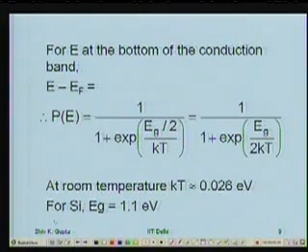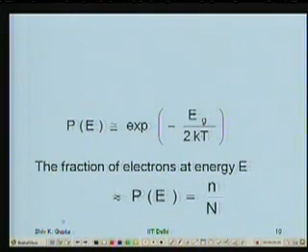Well, I think the slide is here already. For E at the bottom of the conduction band, E minus EF is going to be Eg by 2. And when I substitute this here, that's what comes out. This is the calculation which I am making again, and it's going to be exponential of minus Eg upon 2kT. That's what it is.